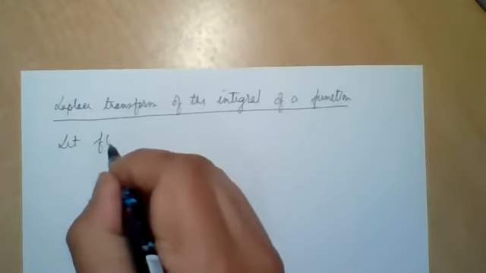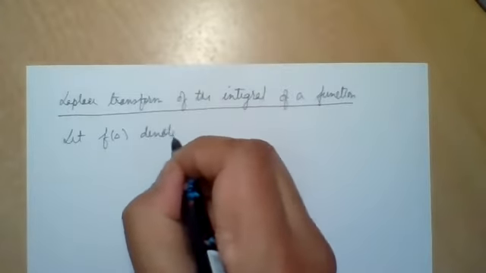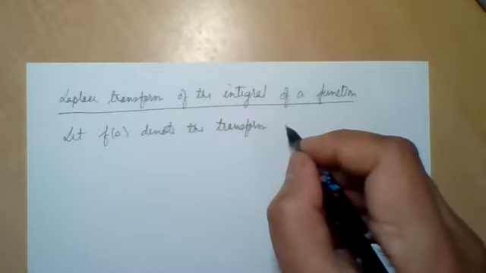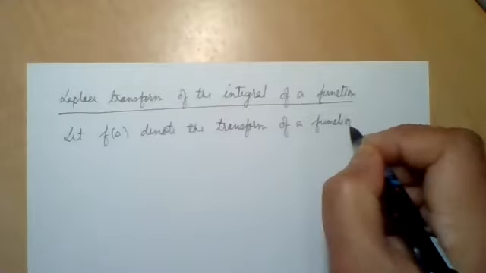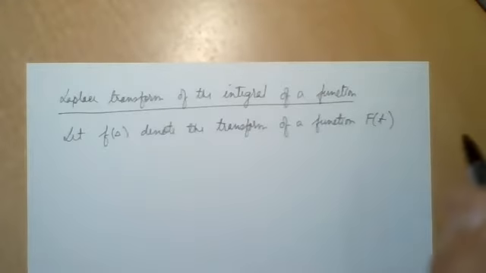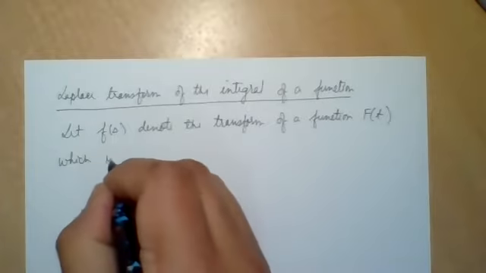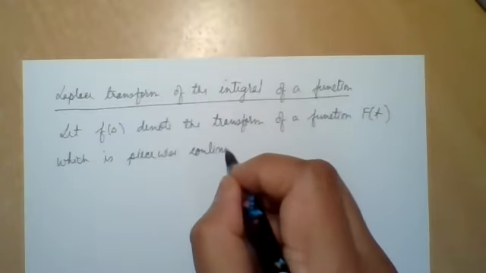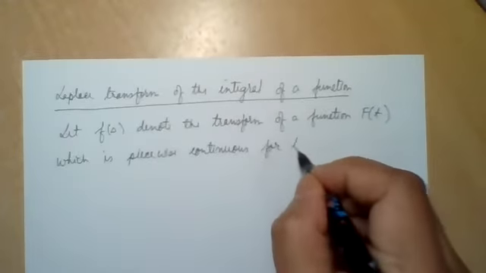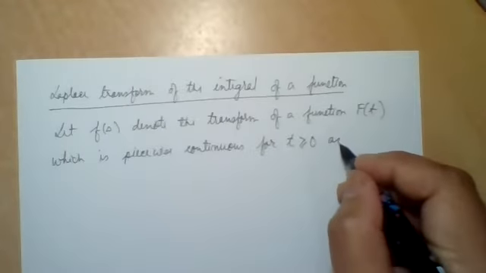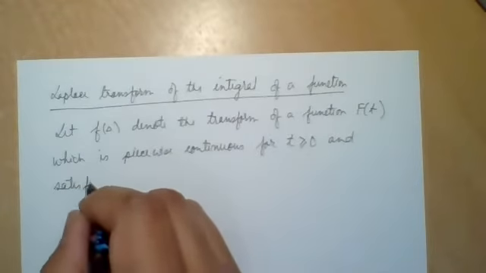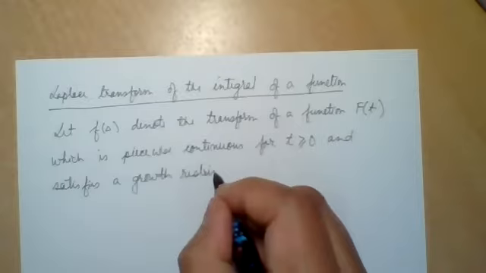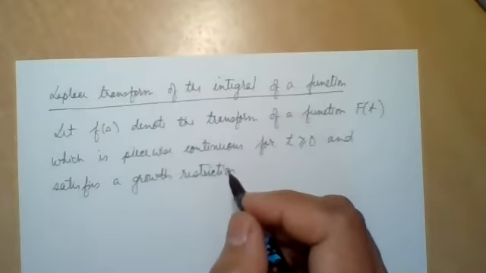Here, let F(s) denote the transform of a function f(t), which is piecewise continuous for t greater than or equal to 0 and satisfies a growth restriction. That is, it is of exponential order.